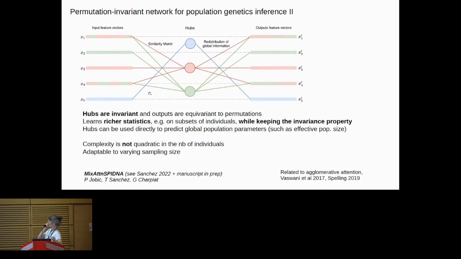This is not quadratic in the number of individuals because you have the hubs in the middle, and it's also adaptive to the sampling size. So if you have different sampling sizes for different populations, that's very convenient because you don't need to retrain a new network.